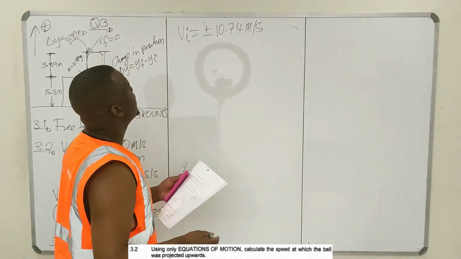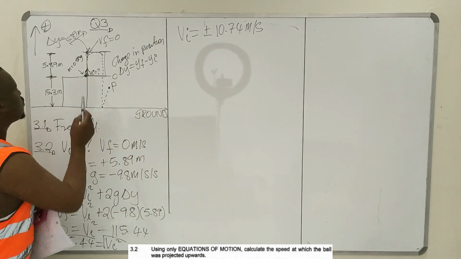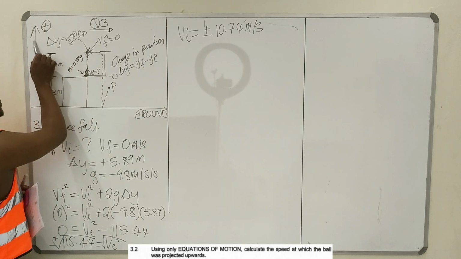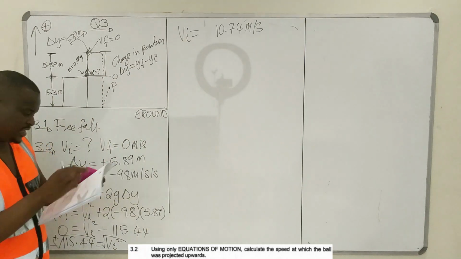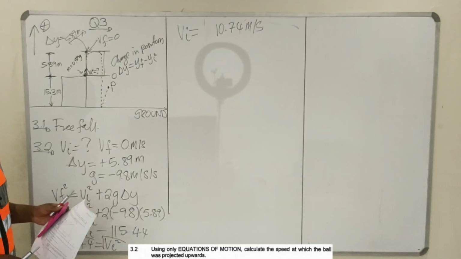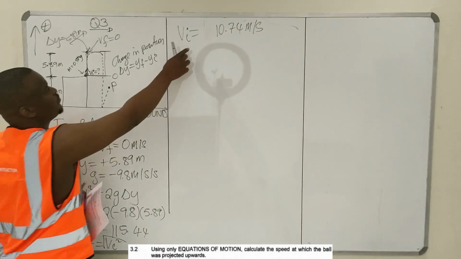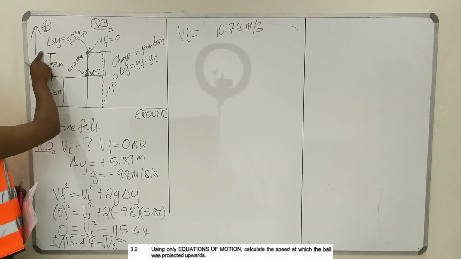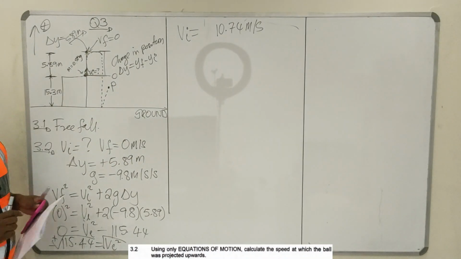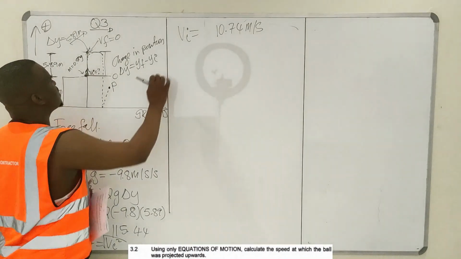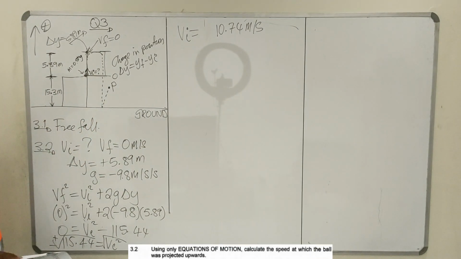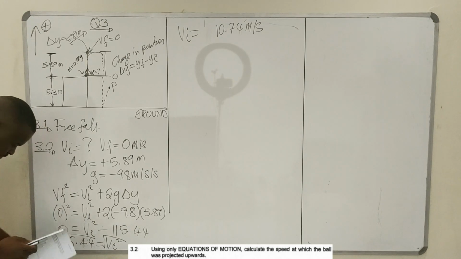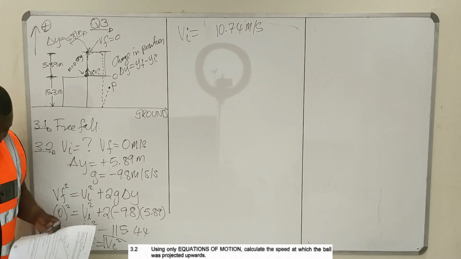Because the initial velocity was going up and you said up is positive, we'll leave this as positive. So that is your initial velocity. It's positive because we said all motion going up is positive and all motion going down is negative. The initial velocity that we're looking for is going up, so it should be positive. Done. Move to the next one.